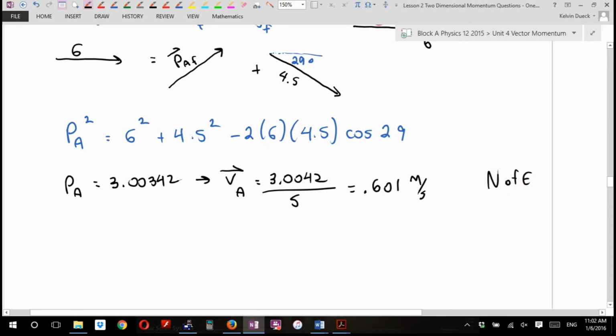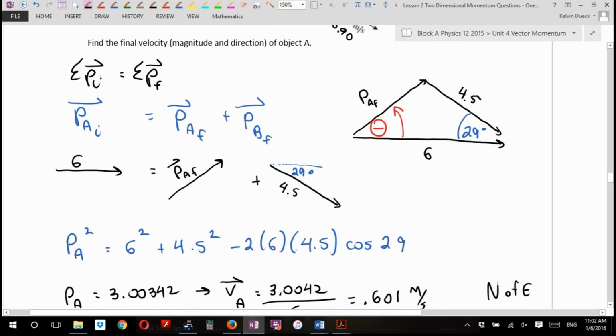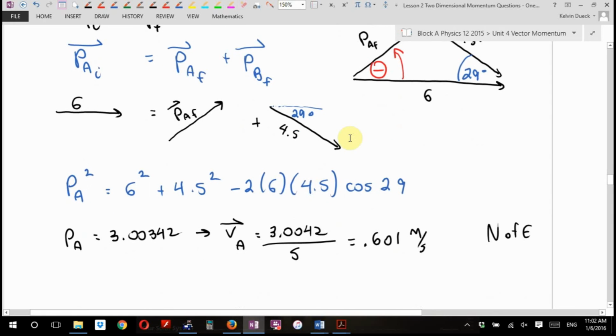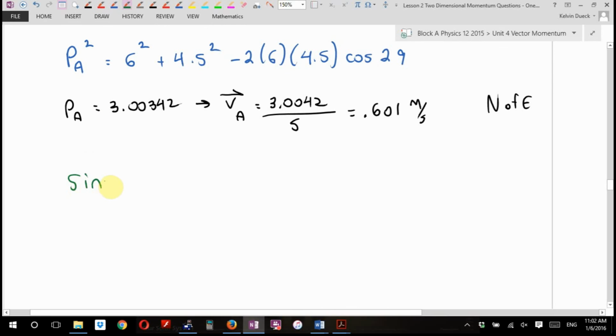North of east. All right, let's find theta. Can't use tangent. This is not SOHCAHTOA. It's going to be sine law. Wait a minute, Mr. Dewick. I thought you said you needed a pair for the sine law. I do have a pair now, both of those, because I now know momentum of A. So it's going to look like this. Sine of this over that equals sine of this over that. Sine of mystery theta over 4.5 equals the sine of 29 over 3.00342, which is why I carried all those extra sig figs.